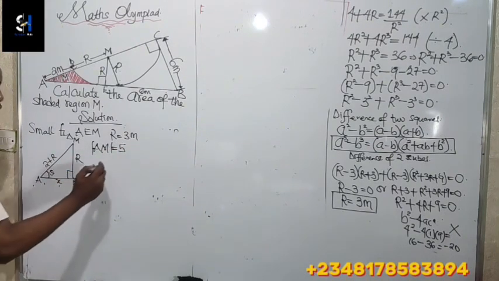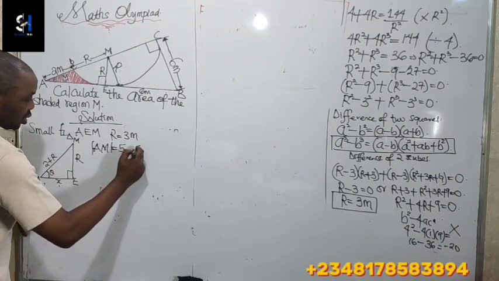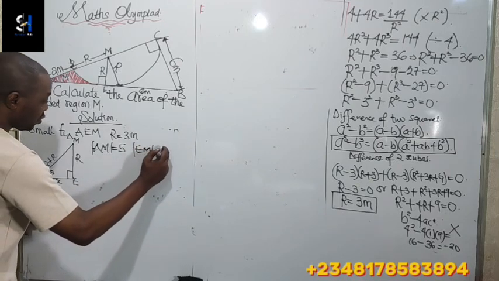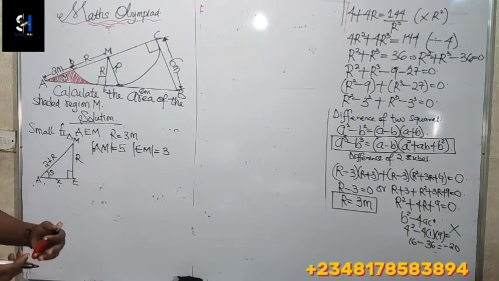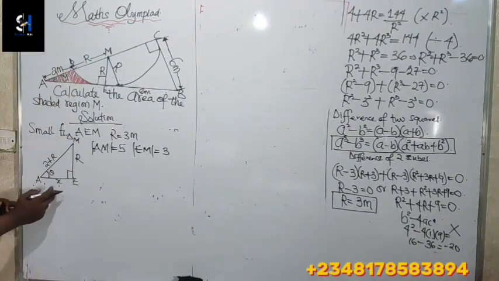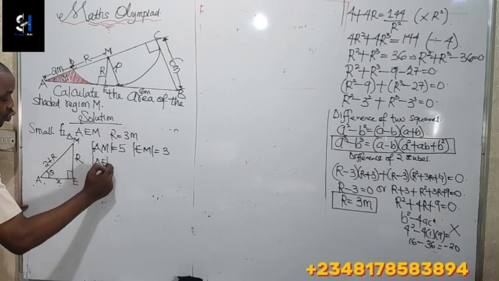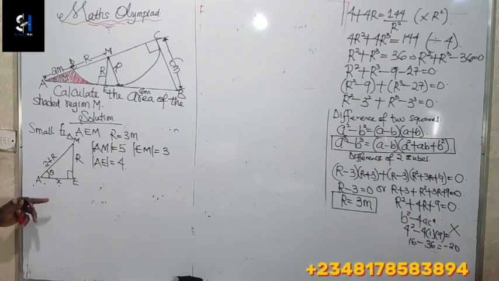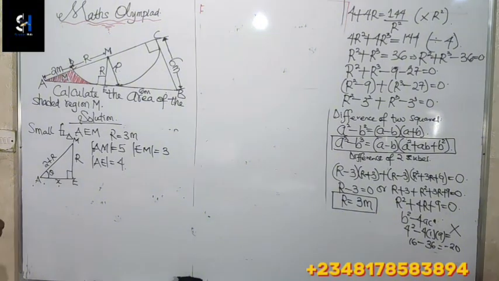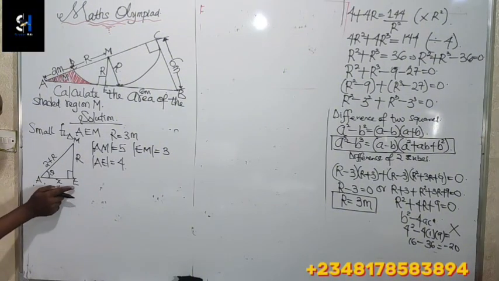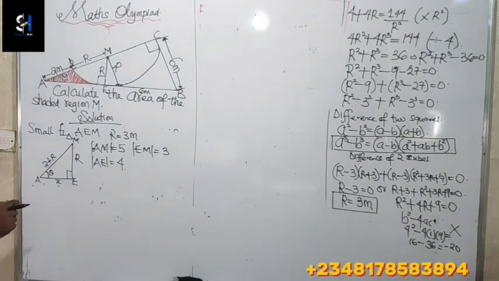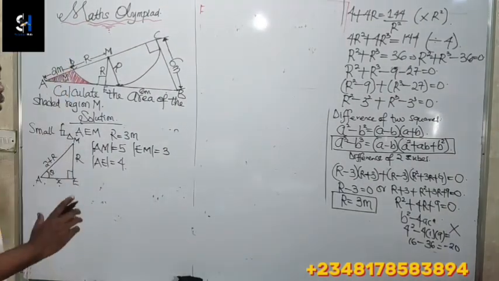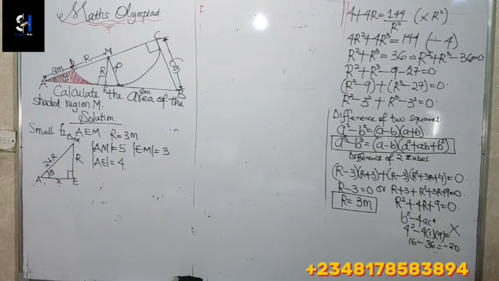Now we know that side EM is 3 meters. So if we apply the Pythagorean triple, we're going to have side AE equal to 4. So the right triangle will now have side AE to be 4, side AM to be 5, and side EM to be 3. So we have 3, 4, 5 using the Pythagorean triple.